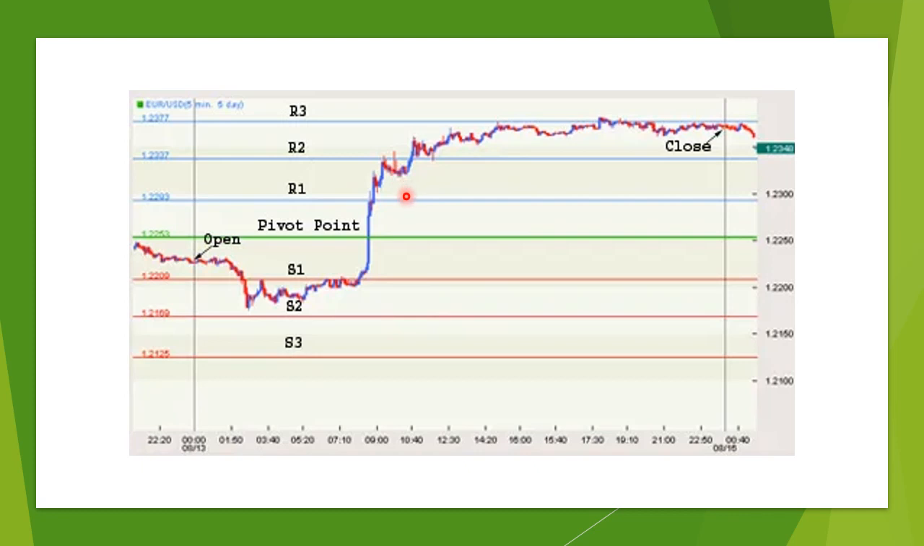Now, to break this one, it has to take some consolidation, some strength, and break this level as well. After breaking this level, we can see a stiff resistance at R3. It was not able to break R3 for the entire day. This is the normal support and resistance we talk about.